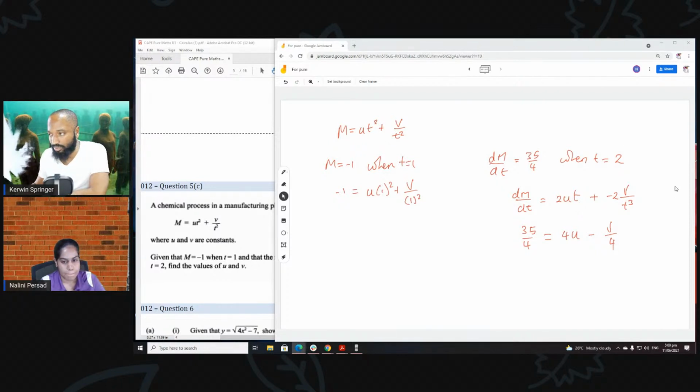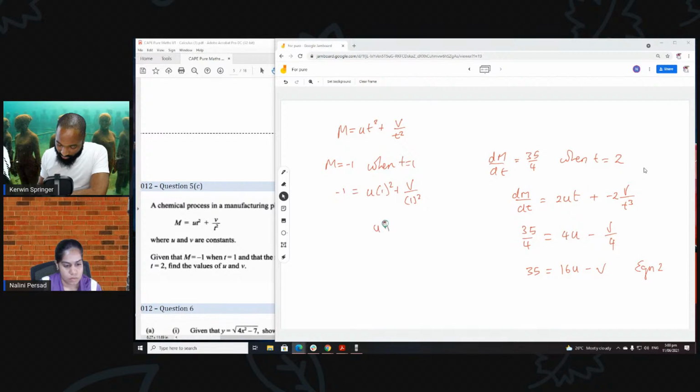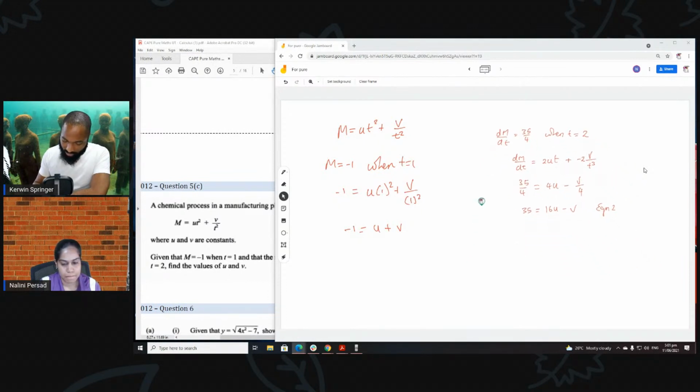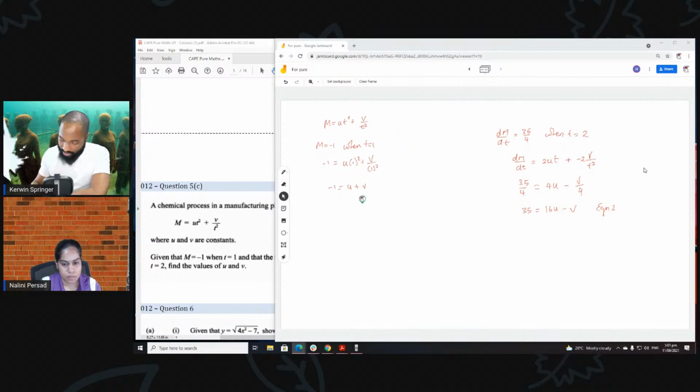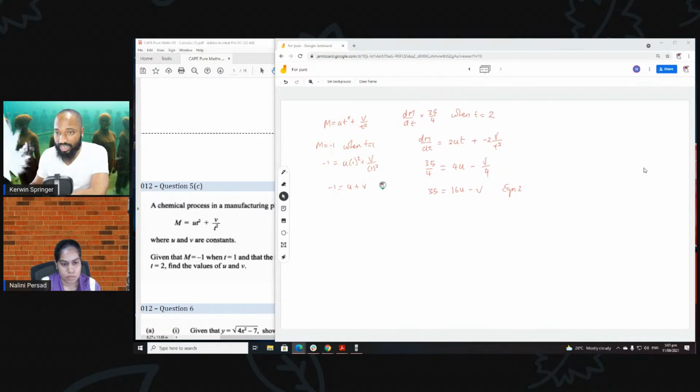This is equation 1. I should multiply everything by 4. So I will get 35 is equal to 16u minus v. This is equation 2 actually. I didn't get equation 1 yet. Equation 1 was looking like u plus v is equal to -1. Equation 1 was looking decent. So we solve these two simultaneously, and what do we get? Solving these two simultaneously. Just want to move them away, give myself some more space. We're conserving land here.